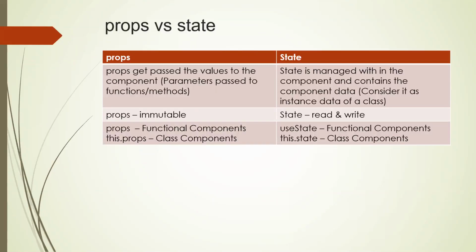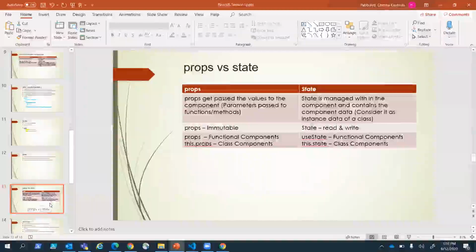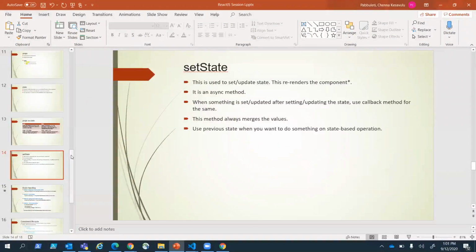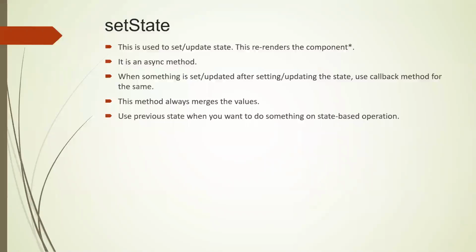When it comes to functional components, props can be passed as a parameter. In class components, props can be used as this.props, and the state can be used as this.state. And we have to use setState in order to reflect the changes that are done to the state of the component. When you use setState, only then are the changes reflected in the UI. Otherwise, the changes will be made in the state, but they won't be reflected in the UI.